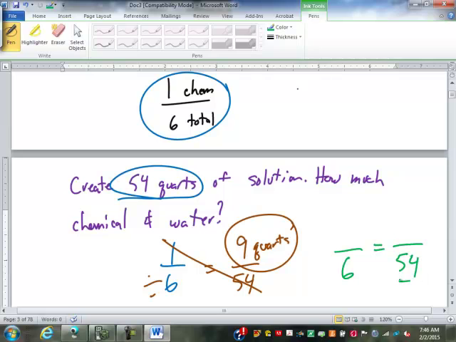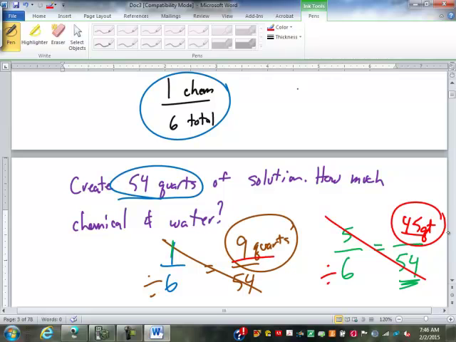The 54 total quarts is still there. The 6 total parts is still there, but how many parts of that are water? 5, good. If 1 out of 6 parts is chemical, the other 5 parts has to be the remaining fluid, in this case the water. Cross multiply, 5 times 54 divided by 6 gives us 45 quarts.